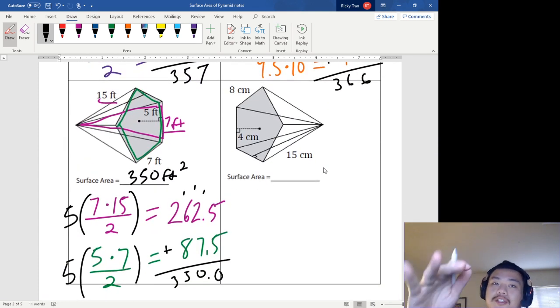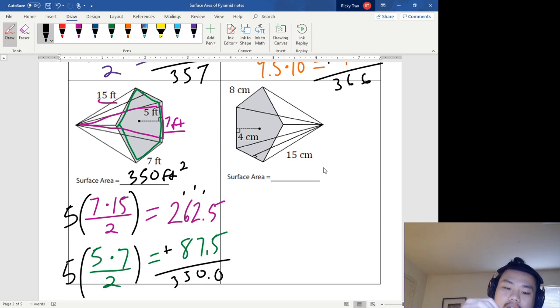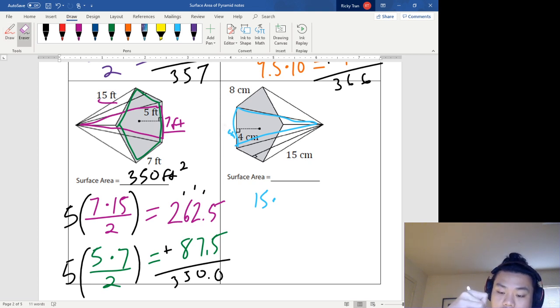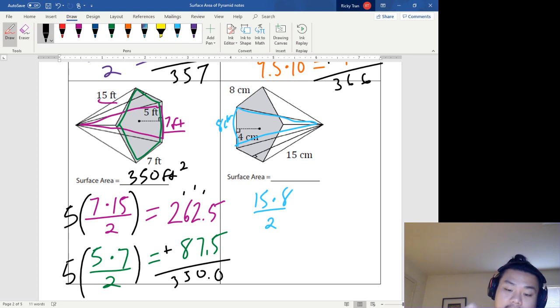All right, so let's finish off this one here. Again, here's our triangle, 15 centimeters. Okay, so for our triangles, we have 15 times 8. Oh, wait, whoops. That's supposed to be 8 right here. That's 8 centimeters. Okay, so 15 times 8 divided by 2. And again, there's 5 triangles.